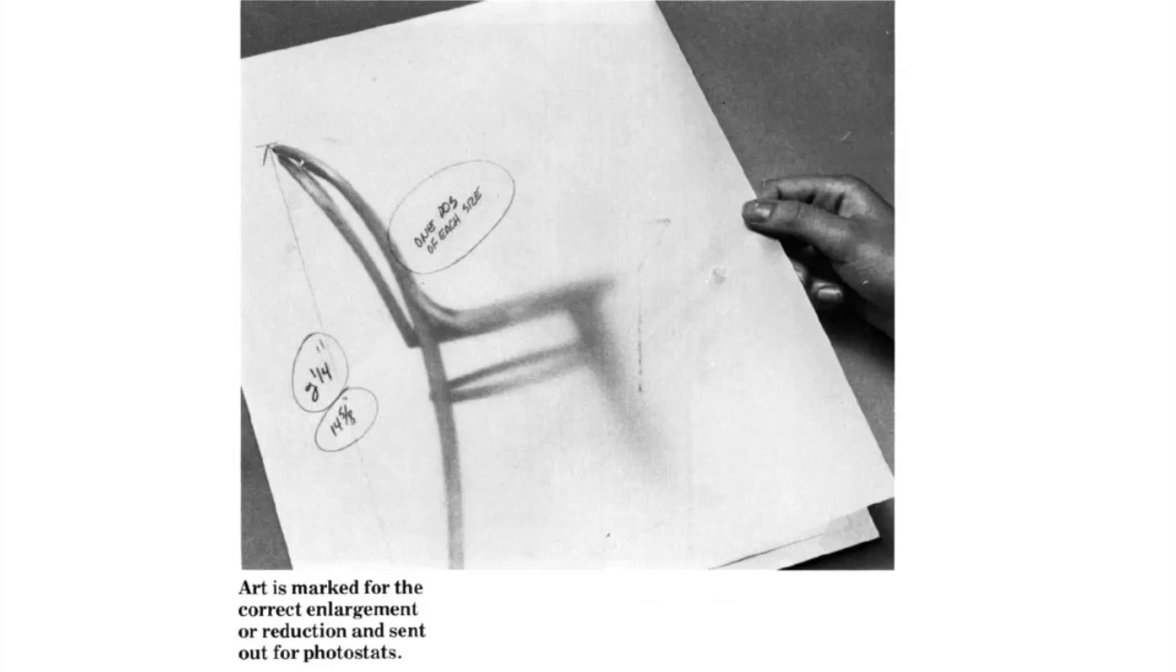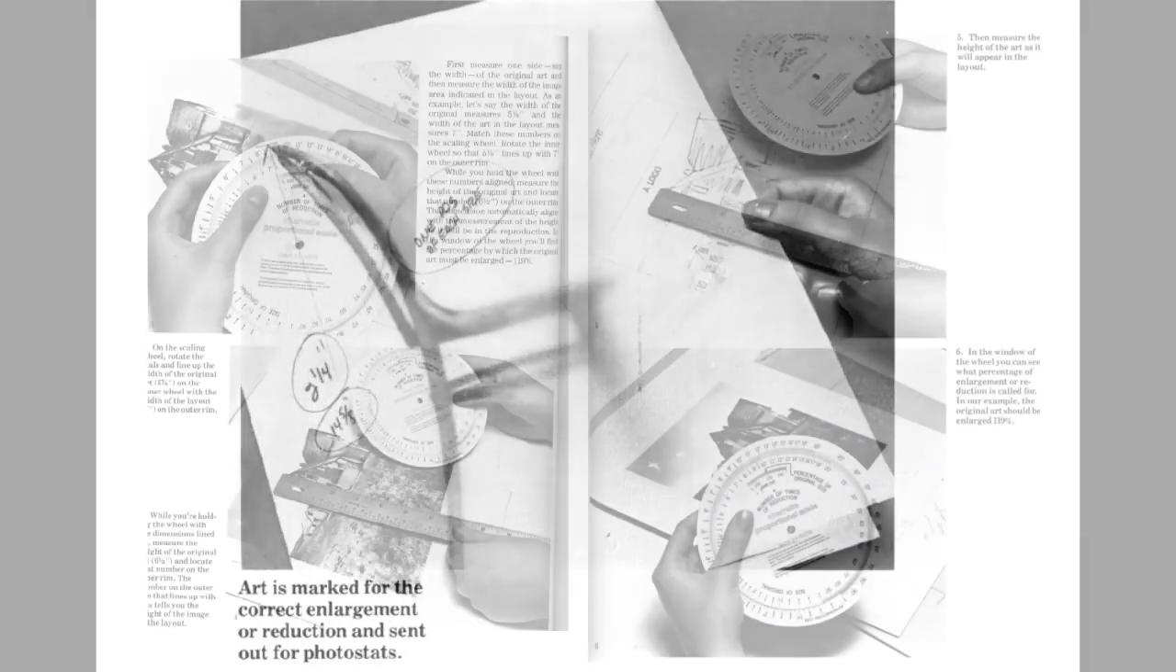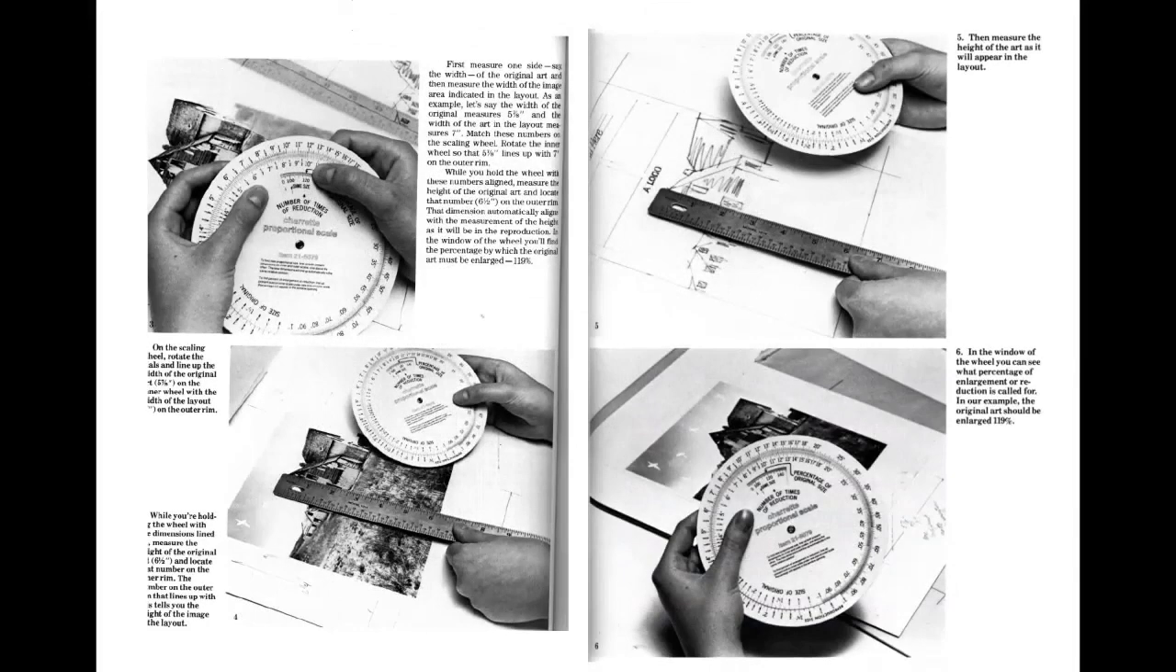This is a stat that will be used for position only, a photograph of this photograph to be pasted onto the final layout. To indicate the correct size, you would have to measure the size you want it to be and measure the size that it is and line up those numbers on a proportion scale. That will tell you what percentage up or down that needs to be shot at.